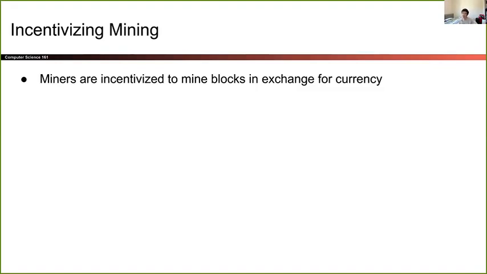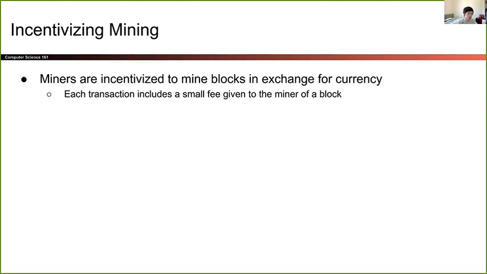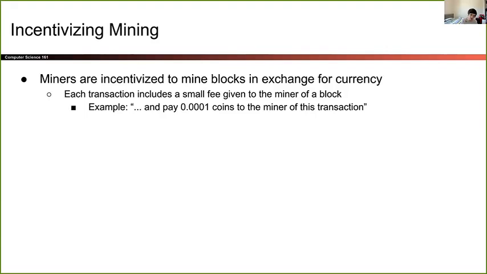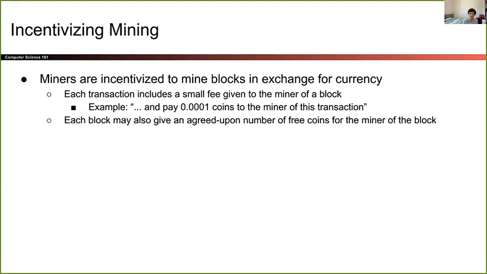We want to incentivize them. And because we're working in cryptocurrency land, Bitcoin land, we're just going to say, okay, miners will receive Bitcoin. In this case, we say that each transaction is going to have some small fee given to the miner of the block. So for the outputs, we'll also say, okay, Alice gets 3 coins, Bob gets 3 coins, and whoever mines the block with this transaction also gets 0.0001 coins just for their labor, for the effort that they put in.